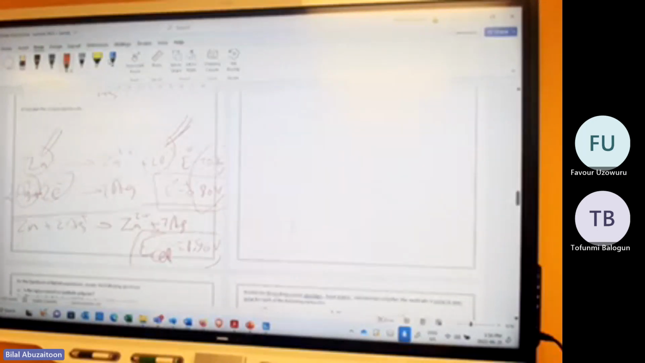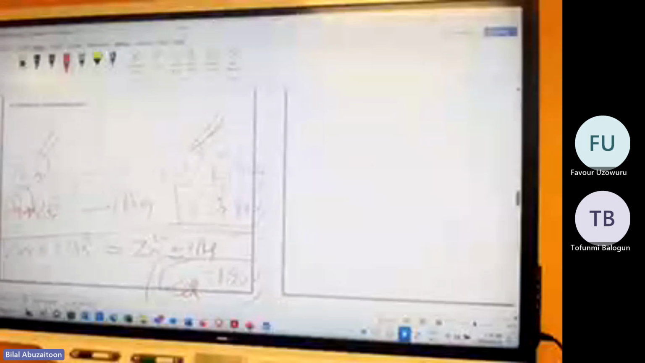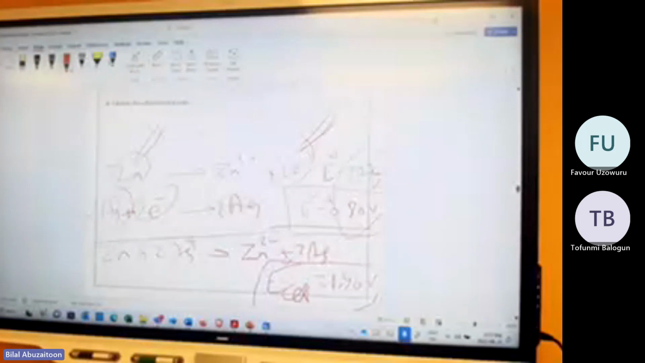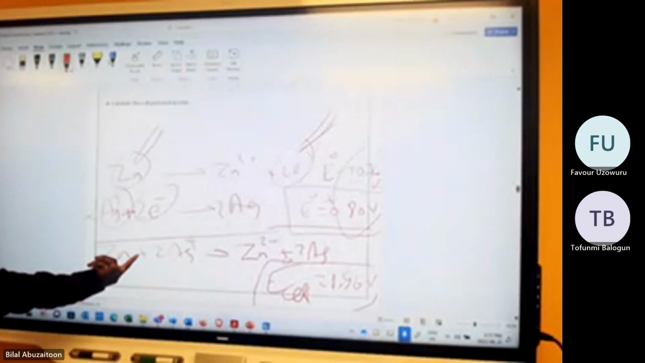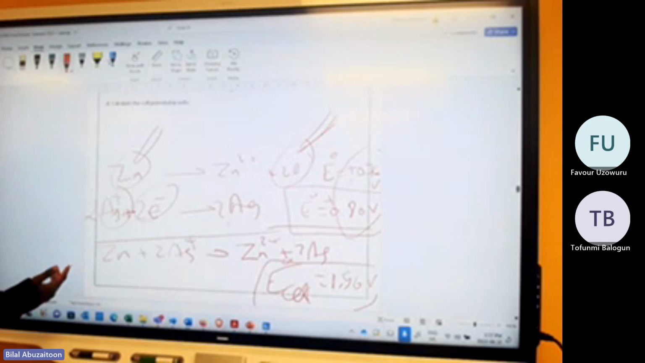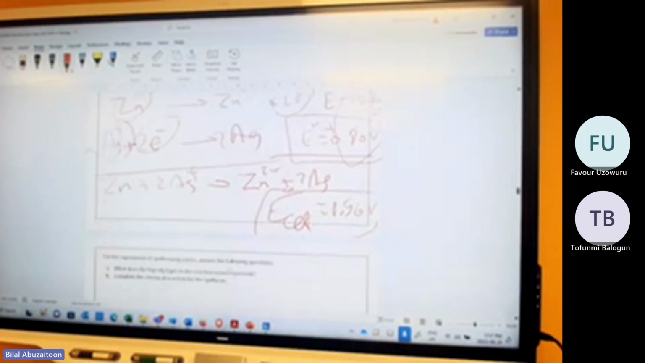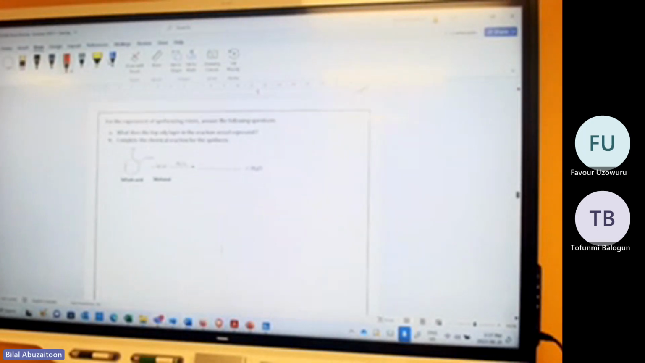If they ask you to calculate the cell potential, there is no need to write the equations if you want. You just add the oxidation and reduction potentials together to find the E naught cell for the total reaction.